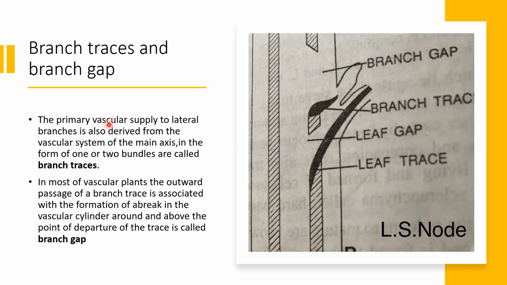So the primary vascular supply to the lateral branches is also derived from the vascular system of the main axis in the form of one or two bundles. This is called branch traces. And the break in the vascular tissue that is covered by parenchyma tissue is called a branch gap. I hope all the basic terms are clear to you.